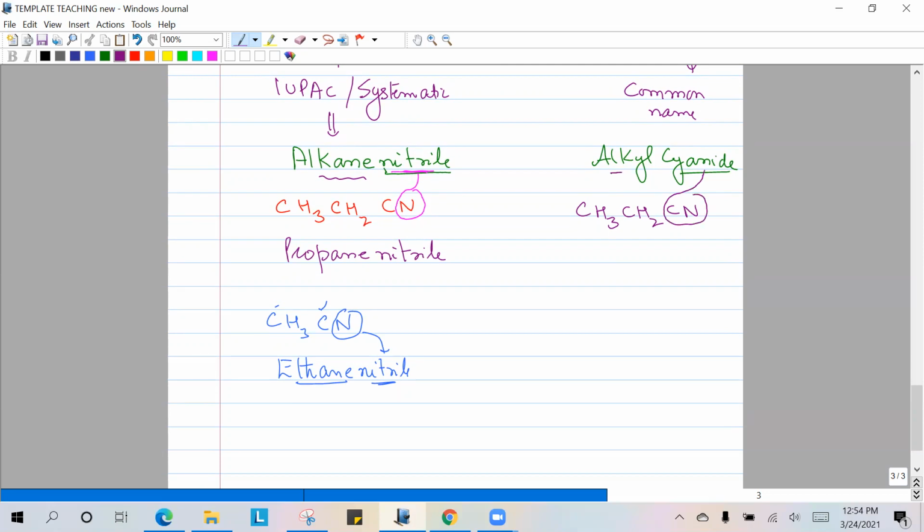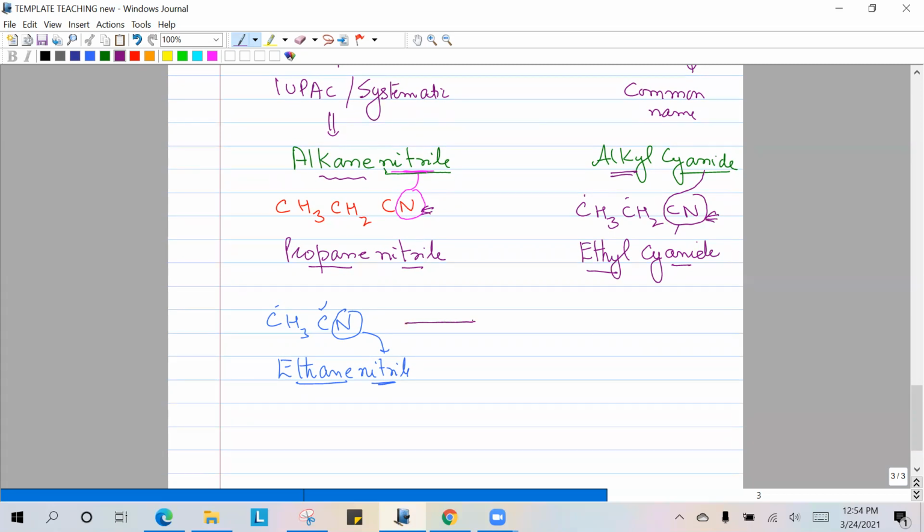So now when you write the name in terms of alkyl, it has only 2 carbon atoms left. So for 2 carbon atoms, you will write it as ethyl and then CN cyanide. So you see the difference. Here it is propane, here it is ethyl. The reason is the nitrile takes care only of the nitrogen, while the cyanide takes care of the CN as a whole. So this is ethyl cyanide.